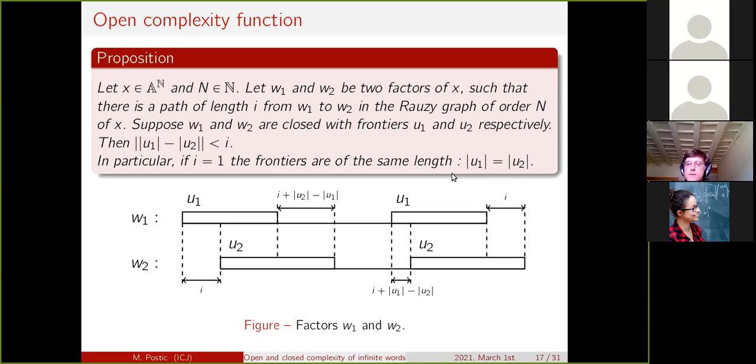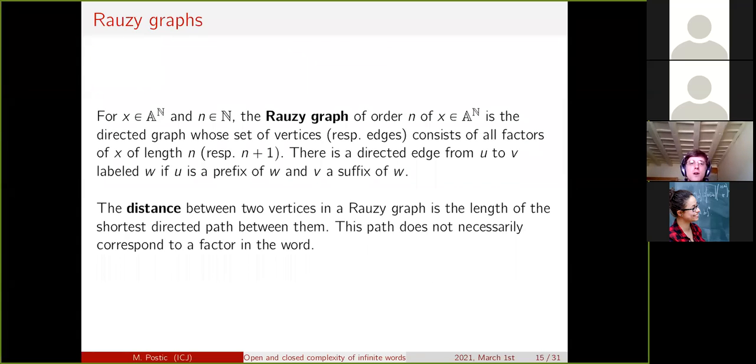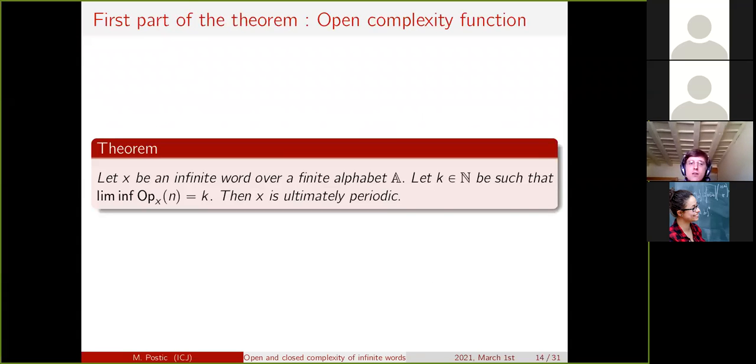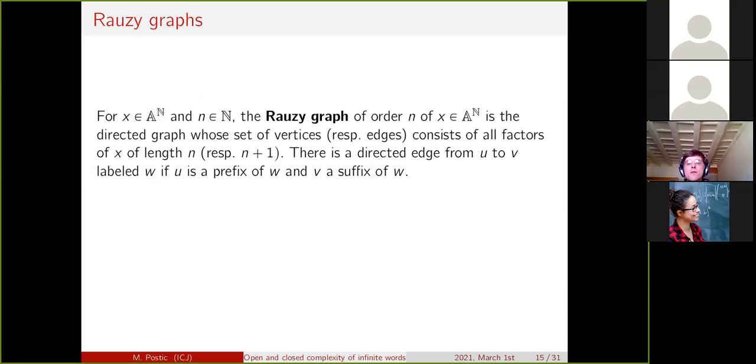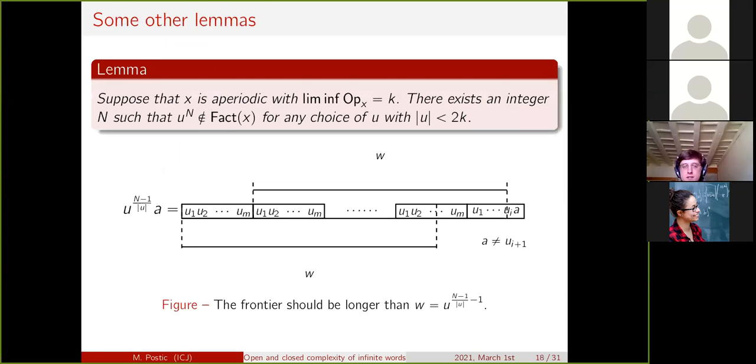So the interesting thing in that is that if you are following in your rosy graph a path consisting only of closed factors, all of those factors will have the same frontier length. And if you remember that we are working with words which were on the rosy graph, you will find only a finite number of open factors. It will mean that most of the factors in this word in the rosy graph will be closed, and most of them will have a frontier of nearly the same length.